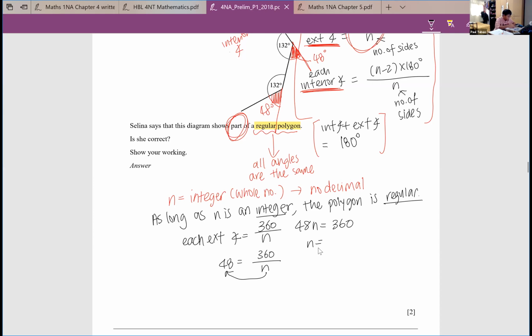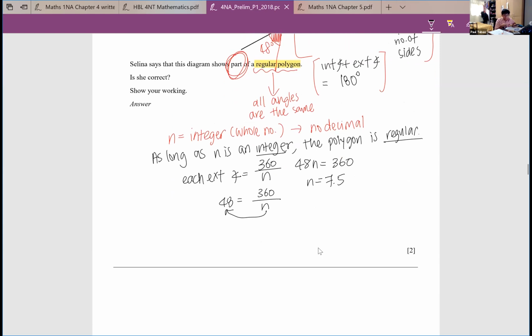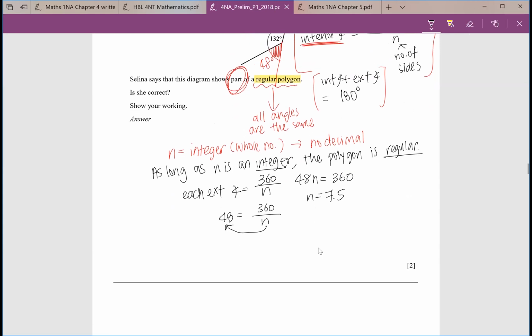The answer is 7.5. I never bring my calculator. You're supposed to do it yourself. So n is 7.5. So do you think it's a regular polygon? No. Common sense. Okay, so Selena is wrong.